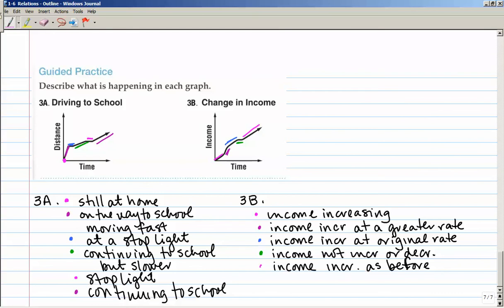Okay, so in this section, we took a look at relations and how you can express them as a set of ordered pairs, a mapping, a graph, or a table. We talked about domain and range, and independent and dependent variables, and then being able to describe what is going on in a graph.